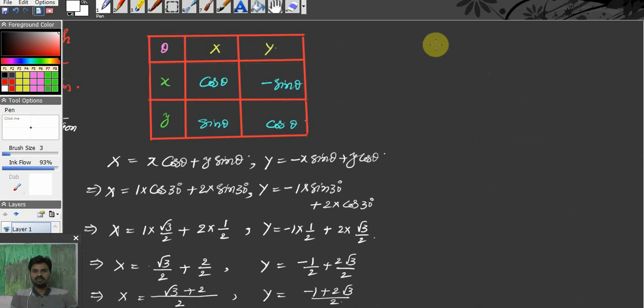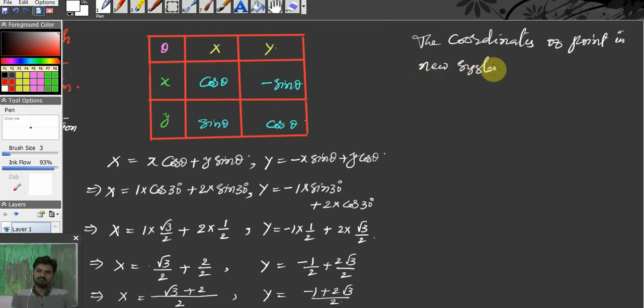So now we have to write the coordinates of the point in the new system, capital X comma capital Y, which are equal to root 3 plus 2 by 2, comma, minus 1 plus 2 root 3 by 2. This is our required answer.